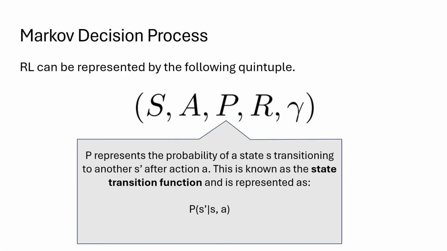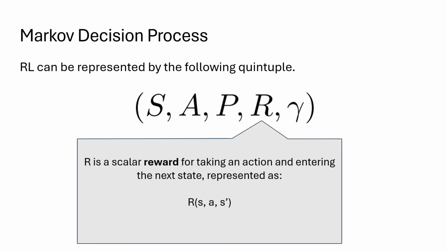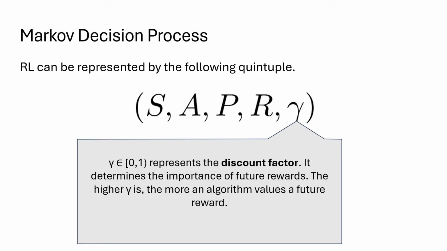P is our state transition function, so the probability of a particular action being taken given a certain state. R is the scalar reward for taking an action, so how good an action is. And gamma is our discount factor. This is the importance of future rewards. So the higher gamma is, the more an algorithm values our future rewards.